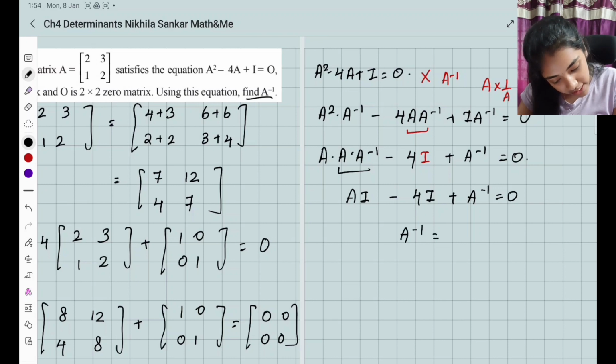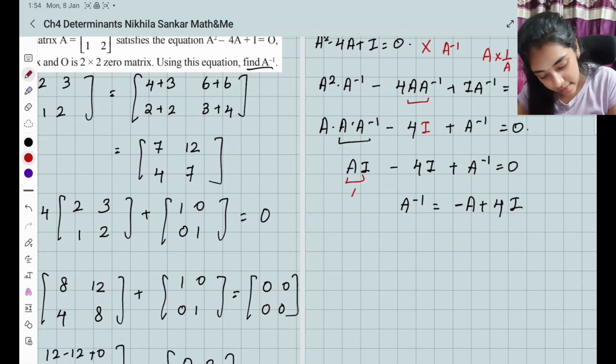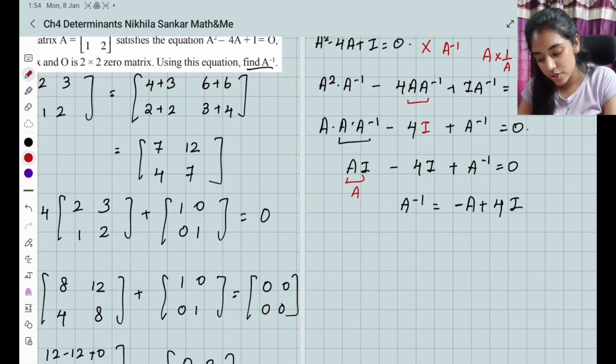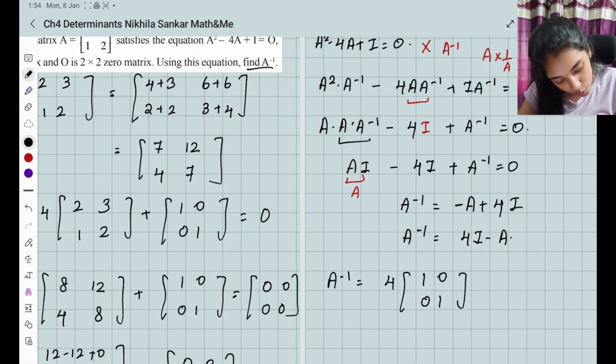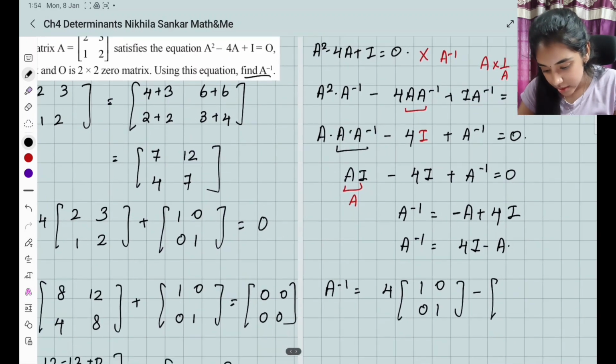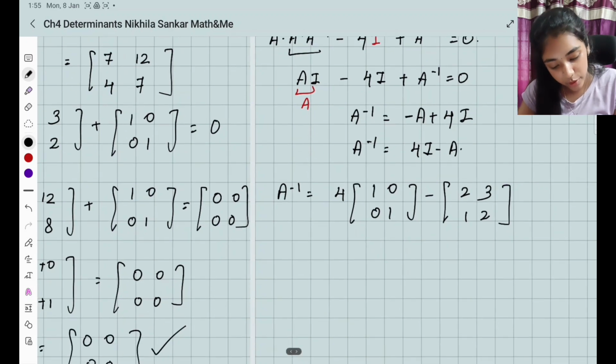So A inverse is here. I'm going to take the remaining terms to the other side. So I have A minus 4I. AI is nothing but A, right? So this is simply going to be A. When it goes to the other side, I have 4I minus A. So A inverse is going to be 4I minus A. So we can use this to find it. I have A inverse is going to be 4 times 1, 0, 0, 1 minus the A matrix, which is 2, 3, 1, 2. Understood? You need to know how to find A inverse from the given equation.